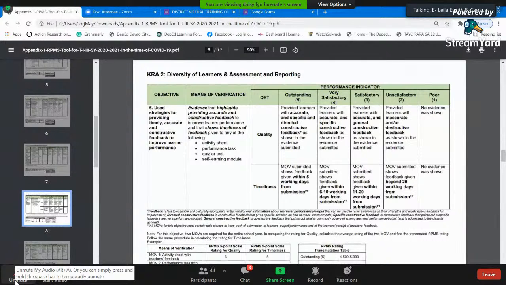And then, if it is specific constructive feedback, your score is 4. That is, if it points out a specific issue in a learner's performance output. And general constructive feedback is a score of 3, if it points out what is commonly observed among learners' performance outputs and is addressed to the class in general.